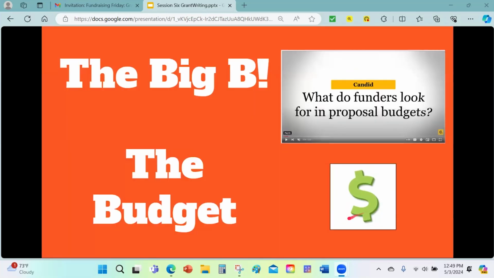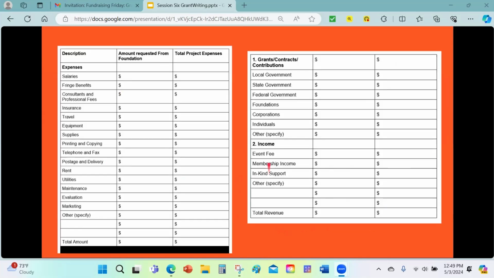So let's talk about the budget, the big B, in our last 10 minutes. This is a really challenging area. In general, here's a basic budget, right? What I want to draw your attention to in this budget is the first thing we have is our expenses. Then we have, okay, are we getting any other funders who are participating in this? Is the project going to bring in any income? This is not a budget for your organization. This is just a budget for the project. Remember, this is not a budget for your entire organization, just a budget for the project.